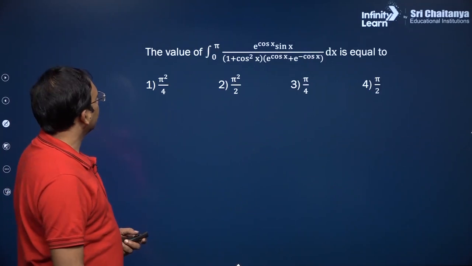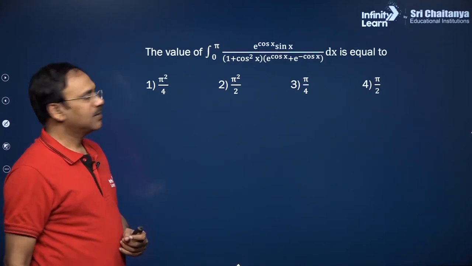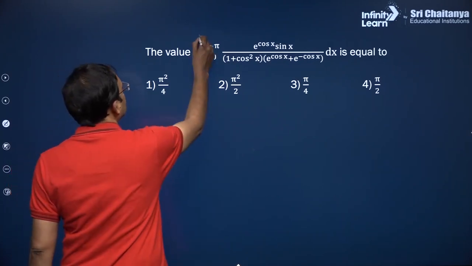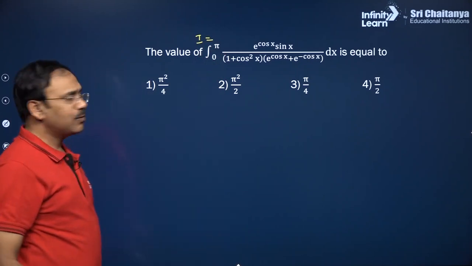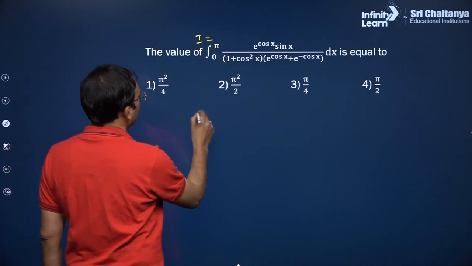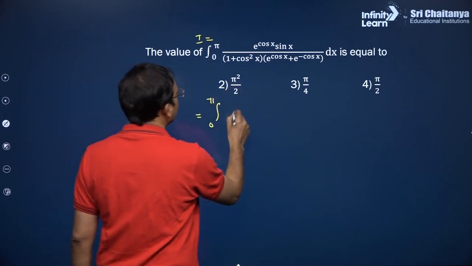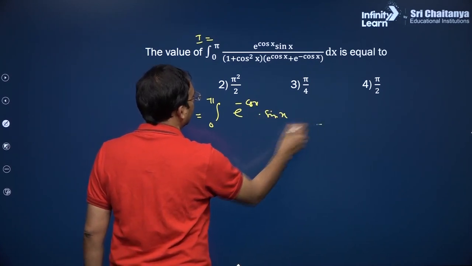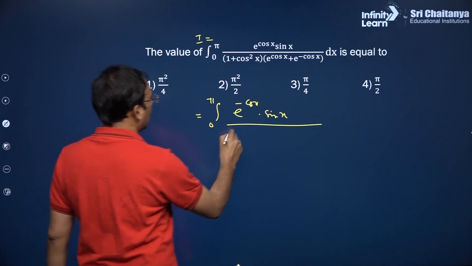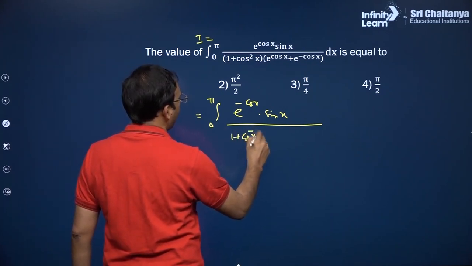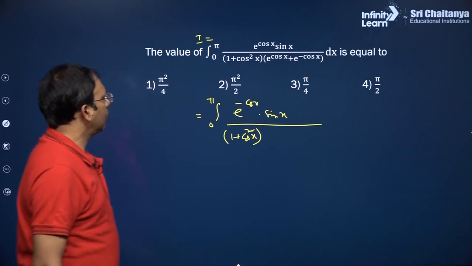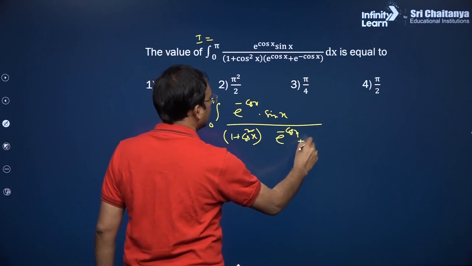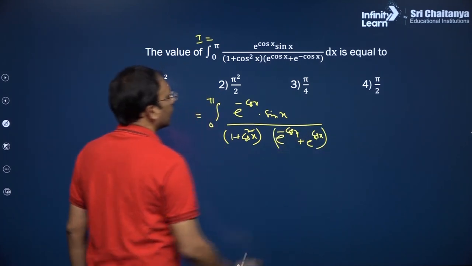Okay, next, you see this integral, integral 0 to pi. Suppose, my dear friends, this is I. You just apply a plus b minus x, which is integral 0 to pi. This becomes e power minus cos x into sin x by 1 plus cos square x, into, so pi minus x means you are going to get e power minus cos x plus e power cos x, dx.